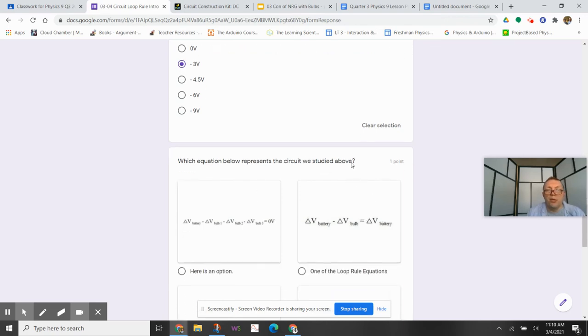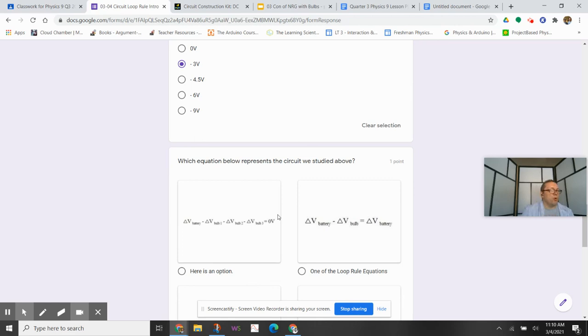And then when we go down here, the equation for the loop rule says, hey, the battery gives us some energy. Bulb 1 takes some. Bulb 2 takes some energy. Bulb 3 takes some energy. And we're down to 0 volts there.